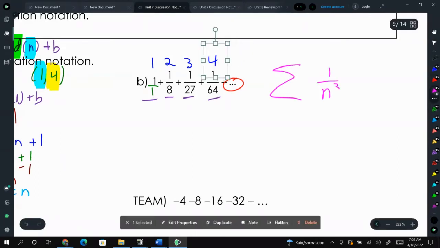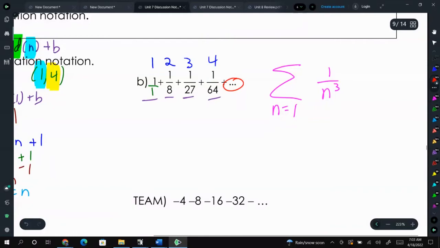1 over n to the third power, where n is starting at 1. And because we have those 3 dots, we're going all the way up to infinity. And that would be our final answer.